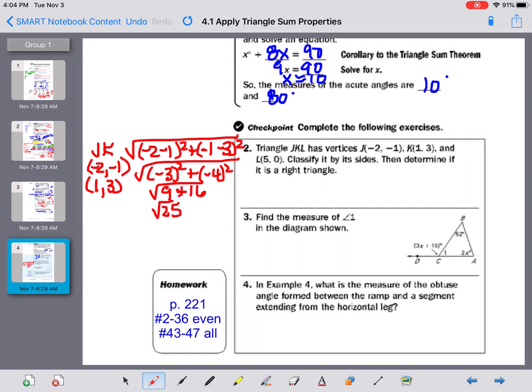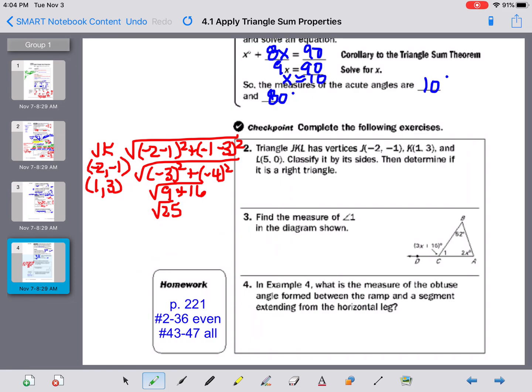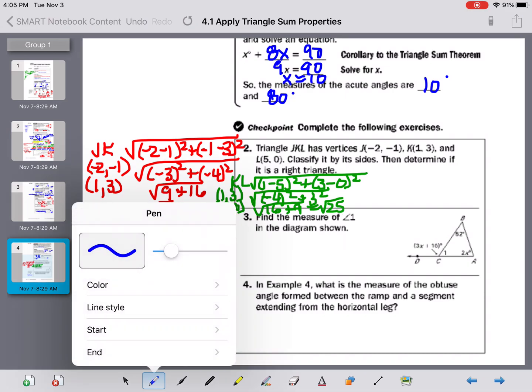Okay, that's one side. Let's go to the second side, which we said was KL. So K is 1, 3, and L is 5, 0. Okay, distance formula, always subtract those x's, 1 minus 5 squared. Subtract those y's, 3 minus 0 squared. 1 minus 5 is -4. 3 minus 0 is 3. -4 squared is 16. 3 squared is 9. Everything's always positive because anything squared is positive. 16 and 9 make the square root of 25. Starting to see a little bit of pattern going on here.